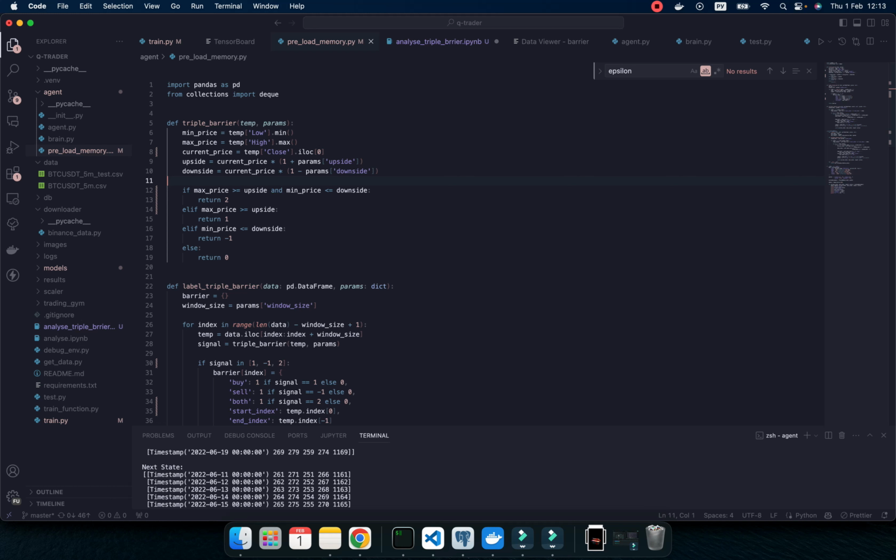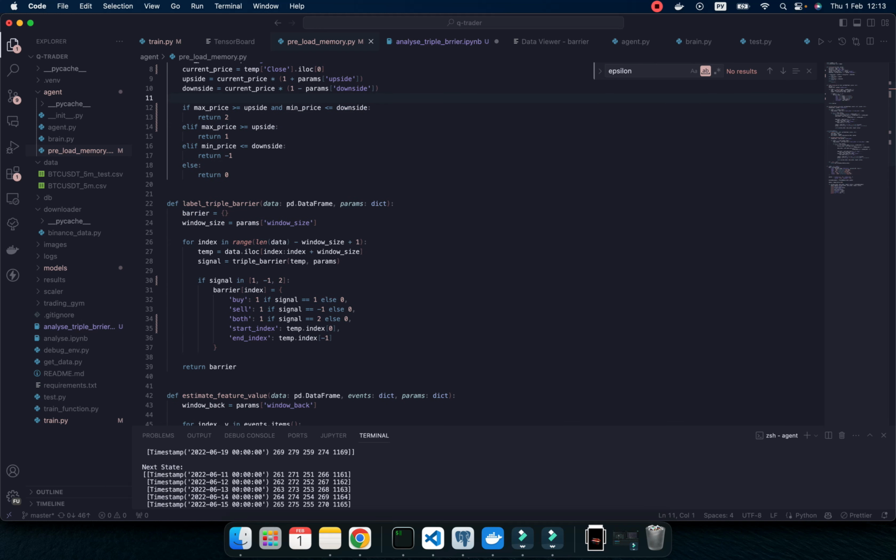If this event happens, for example, the max price is more than upside and the minimum price is less than downside, it means the market is volatile inside this temp. If both cases happen, it will be label number 2, and I would like to avoid this situation. I would like to change the situation when inside this temp we achieve some upside. It would return 1, which means buy. In another case, if the minimum price is less than downside, it would be -1, and it means sell. In any other situation, it would be 0. It means we should wait or do nothing.